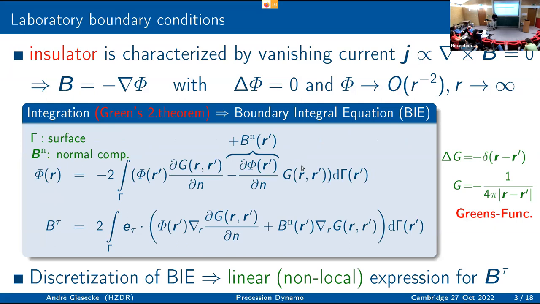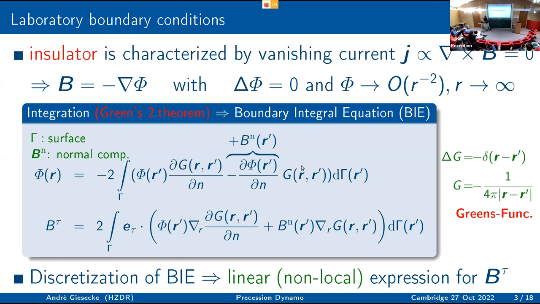So if you consider an insulating boundary, you have no current outside of your domain. You can write the magnetic field as a gradient of a scalar potential. It fulfills the Laplace equation, and you can use Green's second theorem to get a solution for that. I will go very briefly. We can find the solution for that by partial integration.